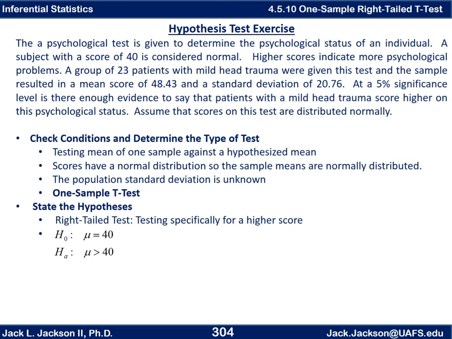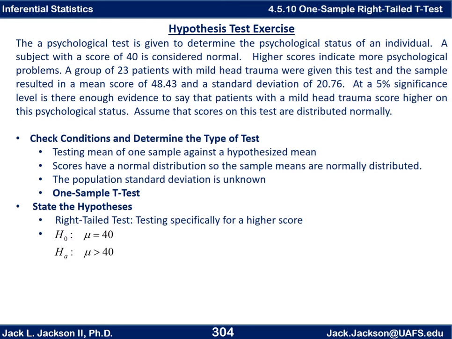Okay, so the first thing we need to do is check the conditions and determine what kind of test we use. Notice that we're testing the mean of one sample against the hypothesized mean. The scores have a normal distribution. That was assumed, so the sample means are distributed normally regardless of the sample size. And actually, even if the test scores are not distributed normally, we didn't have to assume that. Once we had a large enough sample size, that was enough to make the sample means distributed fairly close to normal anyway. And the population standard deviation is unknown.